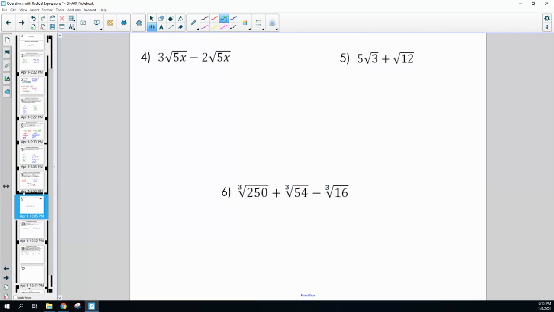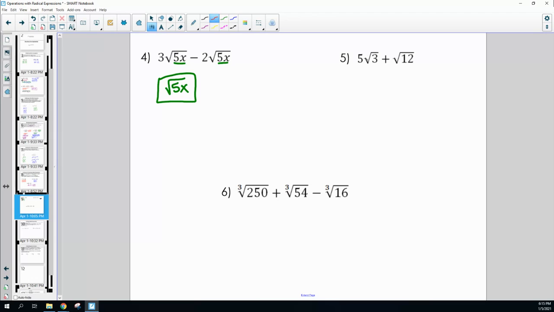Okay, so we're going to look at these. Here we check the indexes, they're the same. We check the radicands, they're the same. So 3 minus 2 is going to give us 1 square root of 5x. So you can put the 1 in front, but you don't really need the 1 there. It's understood. So we'll just leave it as square root of 5x.